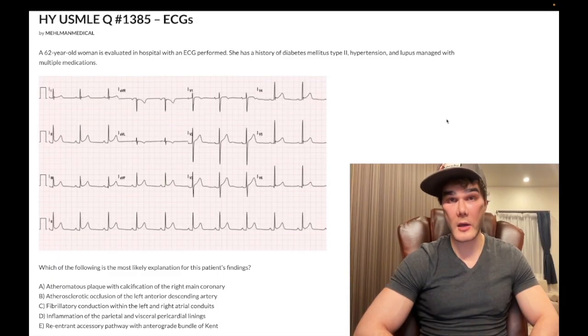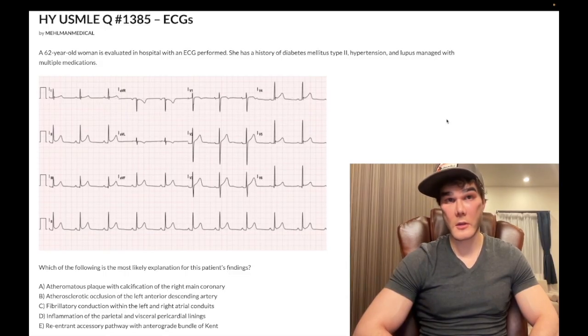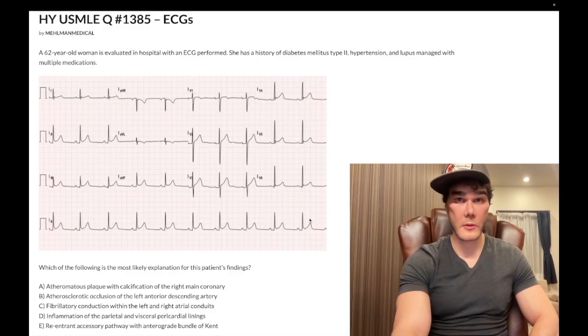Choice C, LAD infarct, wrong answer. That's going to be ST elevations in the anterior leads. Okay, so V1 through V4-ish, isolated. So in MI, you're going to have ST elevations in 3 to 4 contiguous leads, whereas pericarditis is diffuse ST segment elevations with PR depressions. Wrong answer.